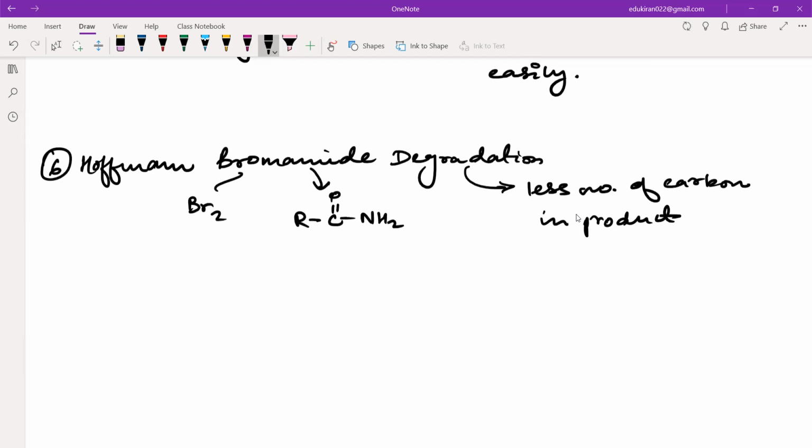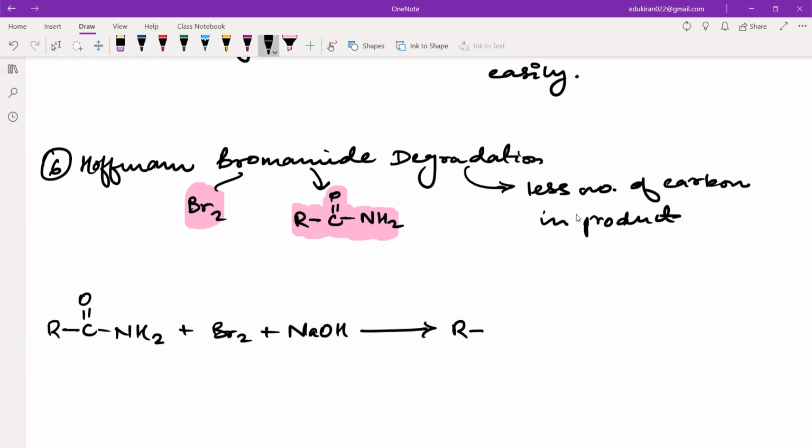So these three things are there. You have to remember here the reagent is Br2, right? The reagent is Br2. And then you have one more thing, which is the substrate. It is the amide. So you have Br2, which is reacting with the amide, and what is happening? There is a less number of carbon atoms in the product. There is one more reagent here, that is sodium hydroxide. So you have RC double bond O, NH2 plus Br2 plus NaOH. Now, one thing is clear that you are going to get RNH2, but how are you going to get RNH2? So you are going to get RNH2. What will be the byproducts here?